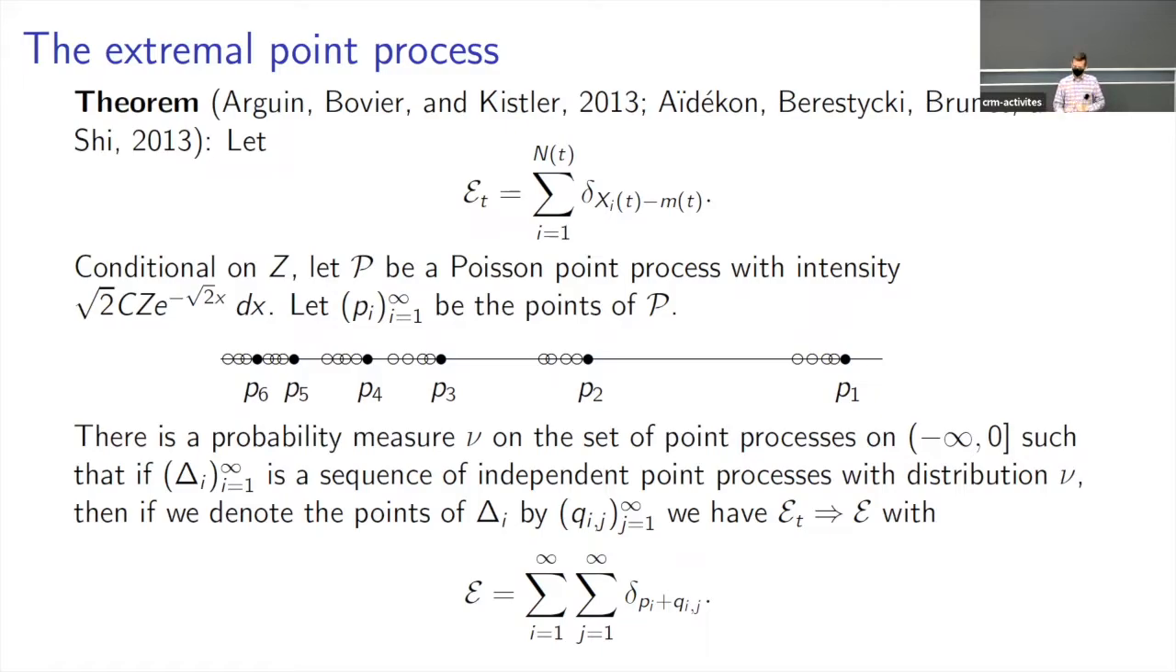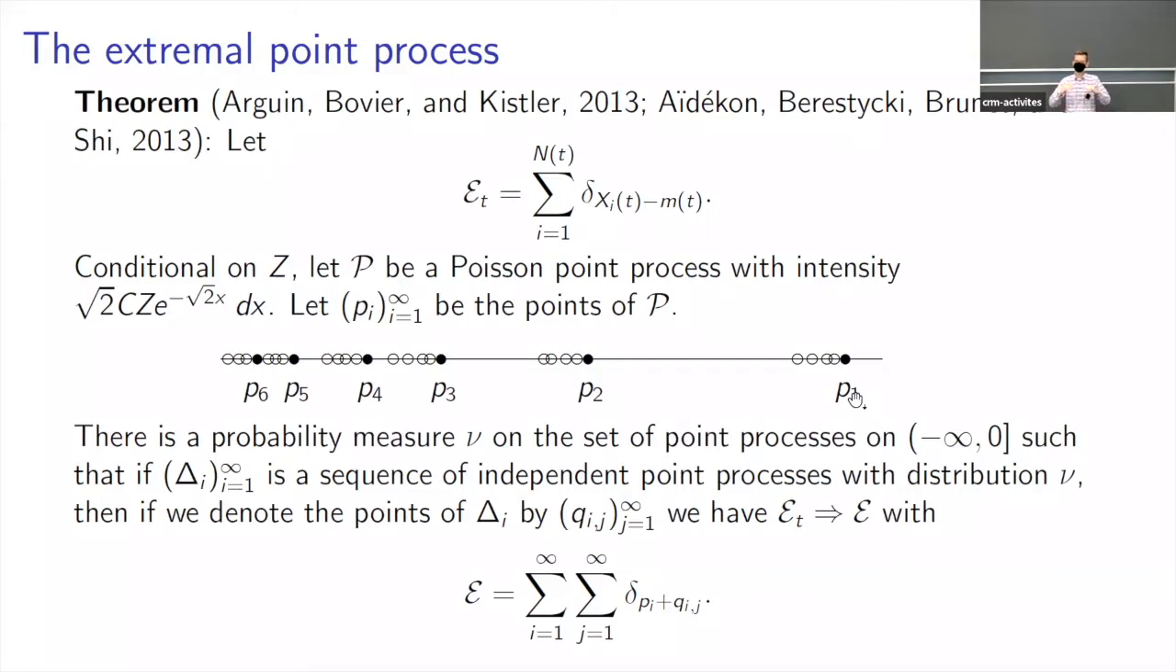And then they showed that as t goes to infinity, these random measures ψ_t converge weakly to some limiting measure E. This limiting measure E is a so-called cluster point process. To construct that limit, conditional on the limiting value of the derivative martingale, we can consider a Poisson point process whose intensity is a constant times z times e^(-√2 x) dx. So these are the black points in this picture here.